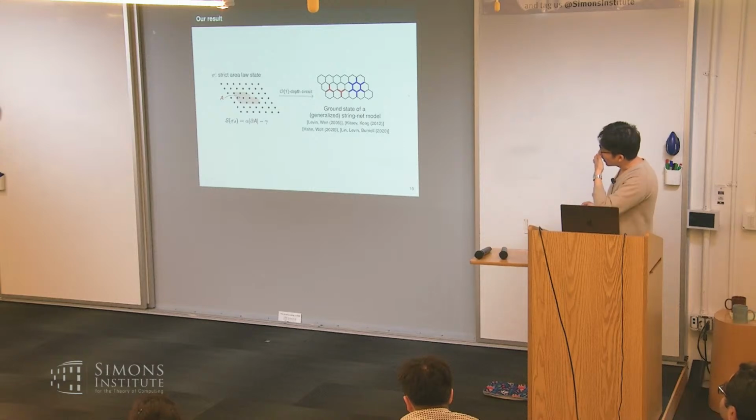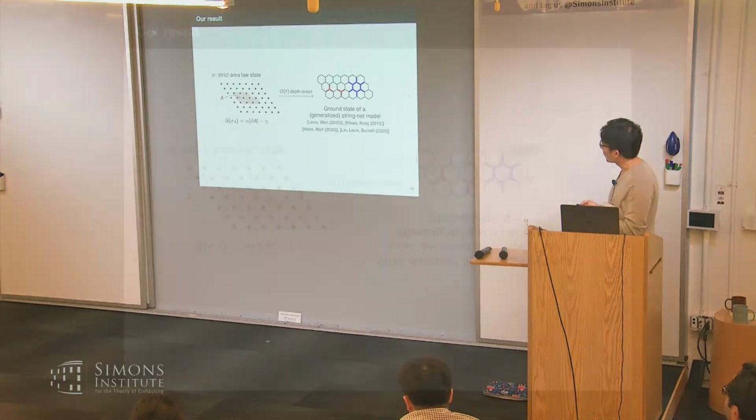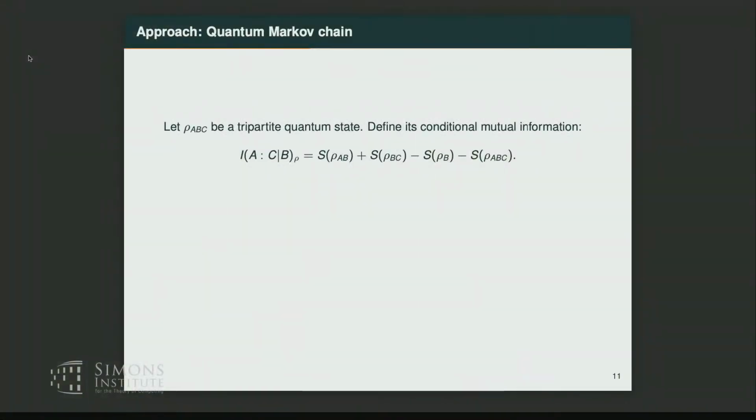All right. So what is the key approach that we're taking? All the technical tools that we use are essentially just quantum Markov chains. Say you have a tripartite quantum state, rho ABC, and we can define its conditional mutual information as a linear combination of entanglement entropies, as you can see here. And we say that for any such tripartite quantum state, if this conditional mutual information is 0, this is a quantum Markov chain state.